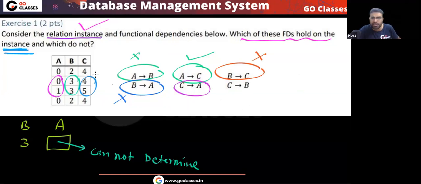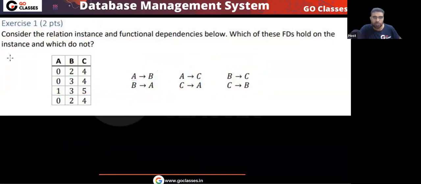What about C determining A? Can I say C determines A? Yes, in this instance, C determines A. What about C determining B? No, C does not determine B in this instance. Is this clear? Very simple, right?